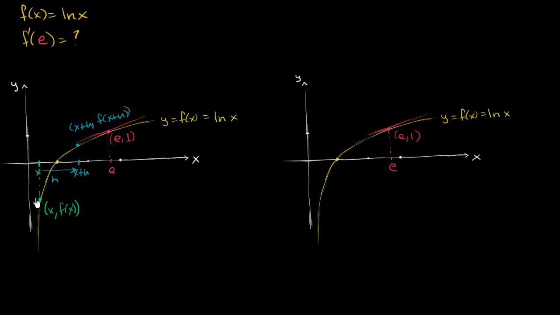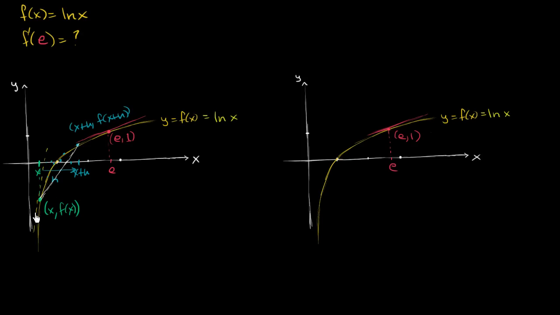Now, the whole underlying idea of the formal definition of the derivative is to find the slope of the secant line between these two points, and then take the limit as h approaches 0. As h gets closer and closer, this blue point is going to get closer and closer to x, and this point is going to approach it on the curve, and the secant line is going to become a better and better approximation of the tangent line at x. So let's actually do that.